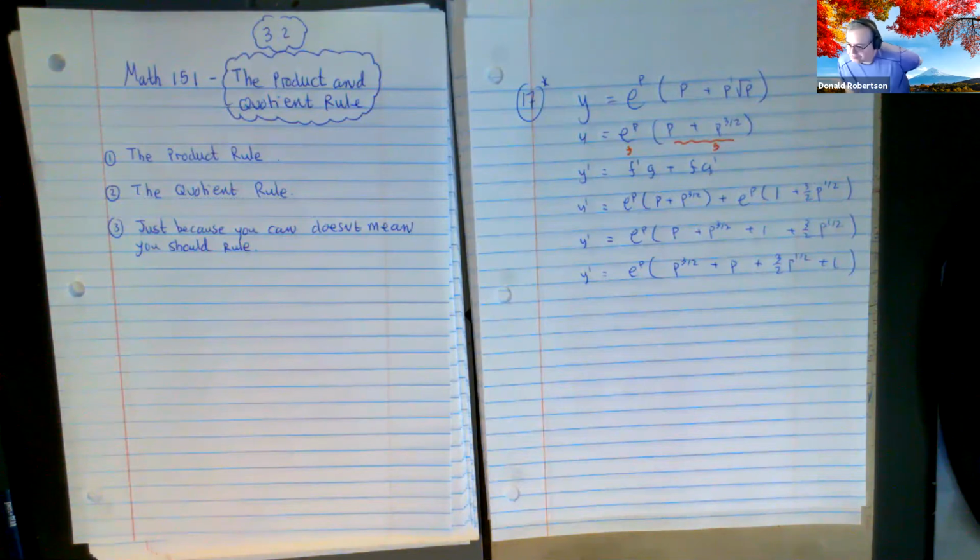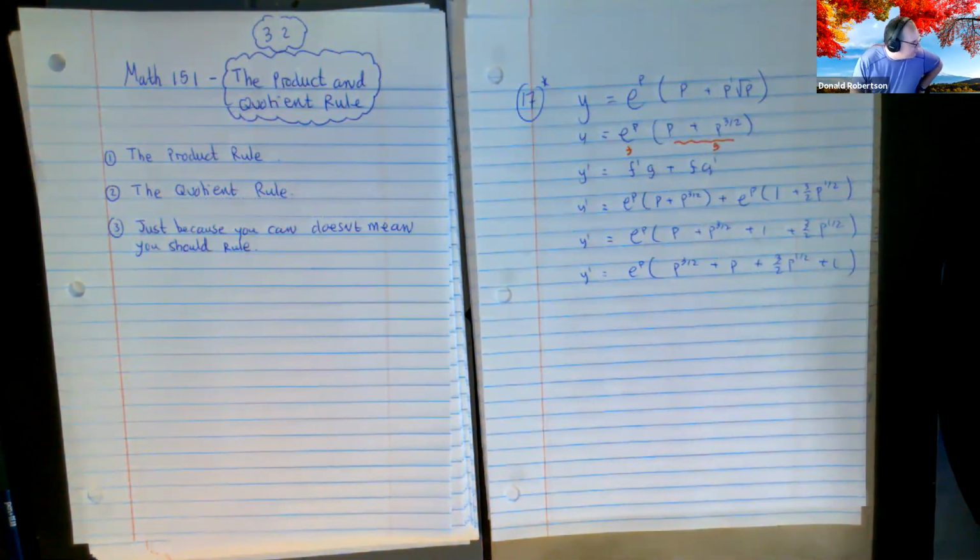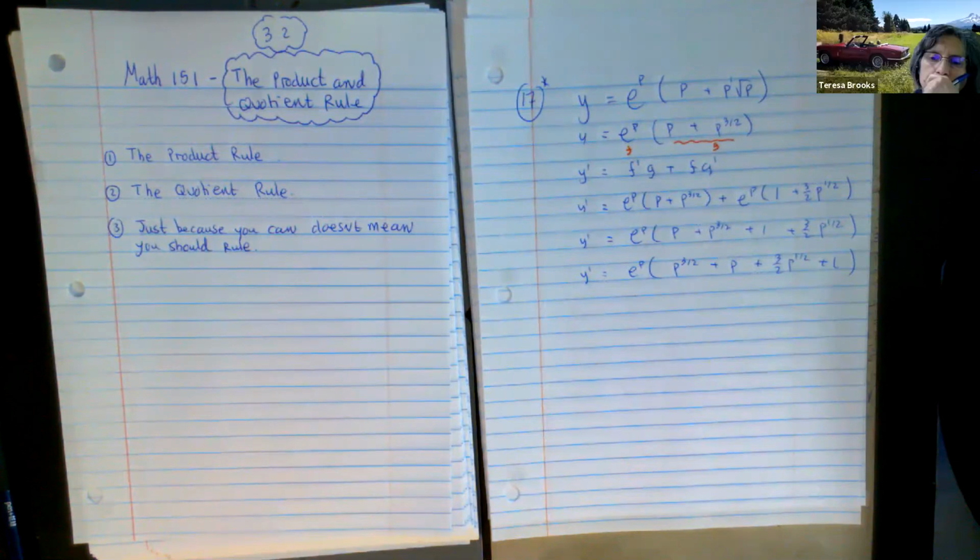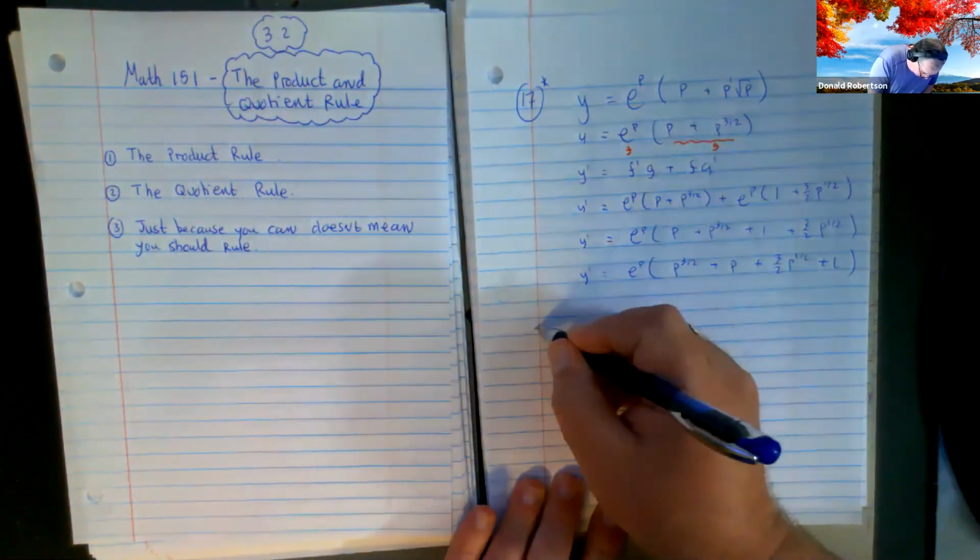Do I like the product rule? Do you feel comfortable about it? It's basically two things multiplied together, and you do the f dash, then you do the g, and off you go and make it look pretty. I think I'll do one last one, and then we'll look at some quotient rule ones.